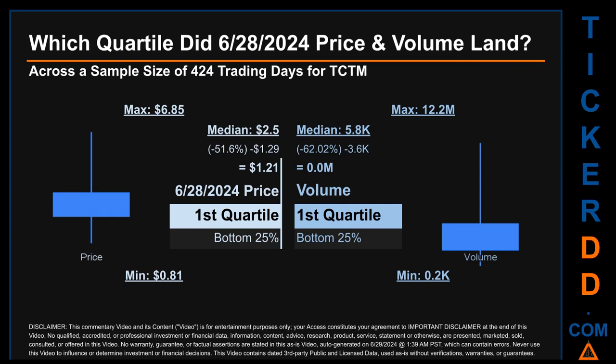Quartiles tell us about the spread of a data set by breaking that data set into quarters, just like how the median breaks the set into half. Descriptively, TCTM has a median price of $2.50. Therefore, June 28, 2024 price was lower than that middle marker by 51.6%. The day's volume of 0 million was less than the median by 62.02%.